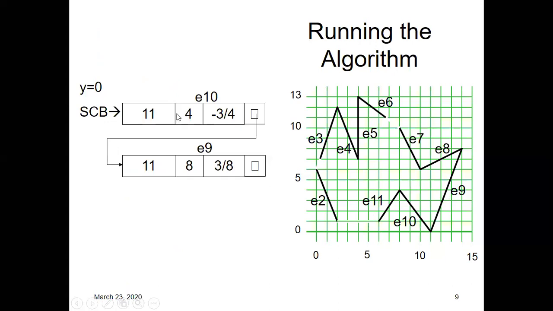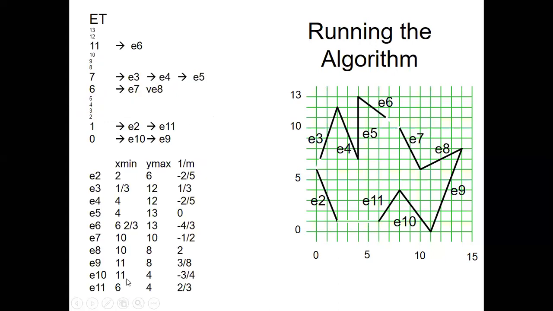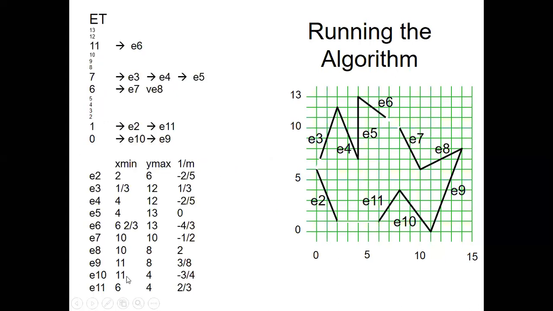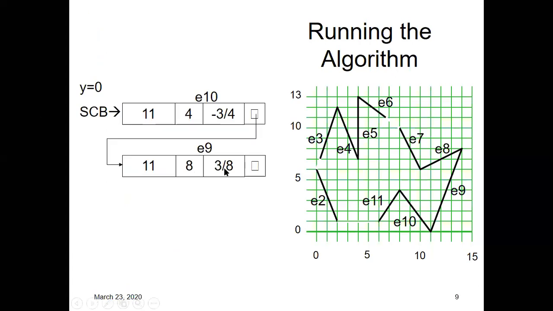E10 is 11, 4, minus 3 by 4. That is this one. And E9 is 11, 8, 3 by 8, which came from the preprocessing stuff. I'll repeat: y is equal to 0 means I have E10 and E9. E10 scanline bucket is 11, 4, minus 3 by 4, which is nothing but x min, y max, 1 by m. E9 is 11, 8, 3 by 8, which is also x min, y max and 1 by m.